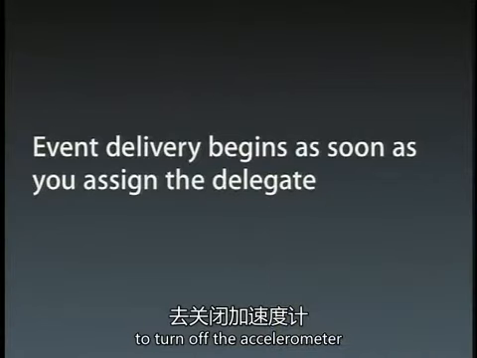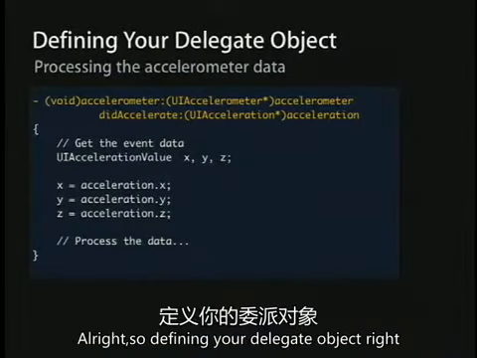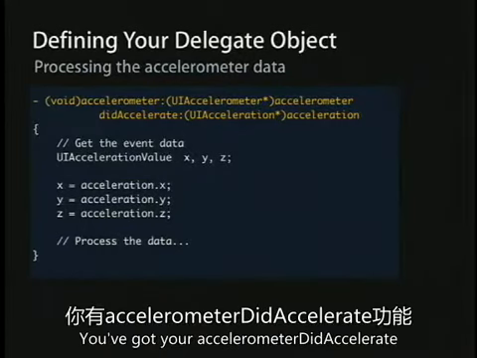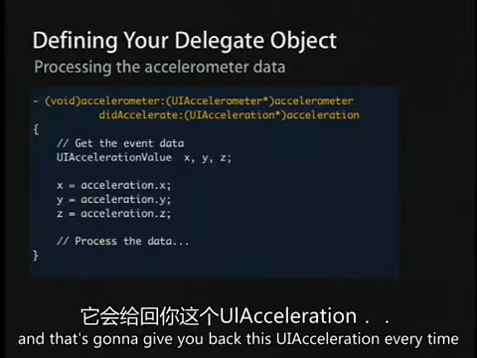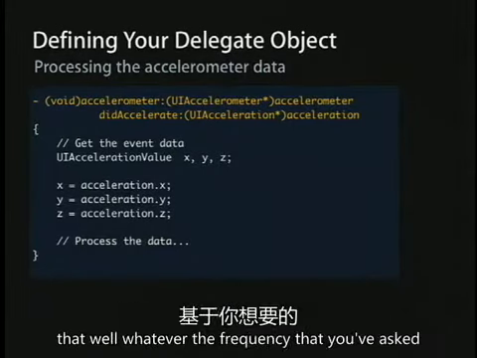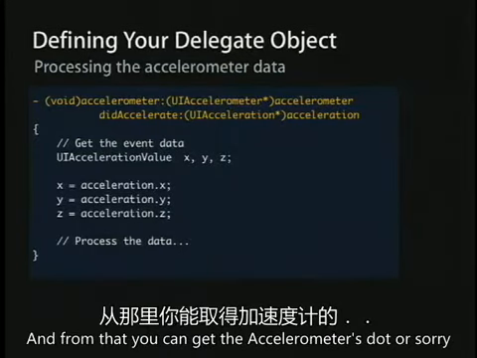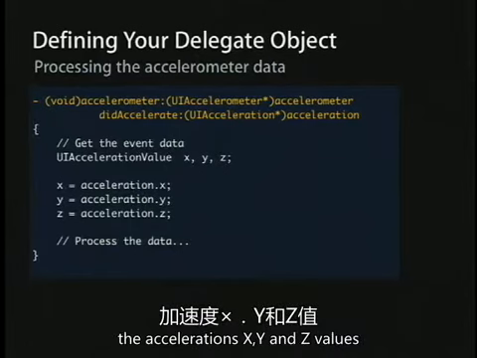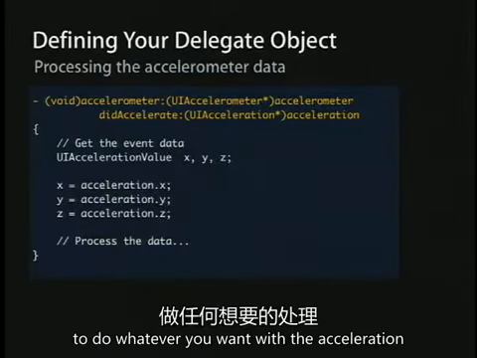All right, so event delivery begins as soon as you assign the delegate. Now, defining your delegate object: you've got your accelerometer:didAccelerate: method that you'll implement on the delegate, and that's going to give you back this UIAcceleration every time, at whatever frequency you've asked for the updates. And from that, you can get the acceleration's X, Y, and Z values, which are just floating point values that you can process to do whatever you want with the acceleration.